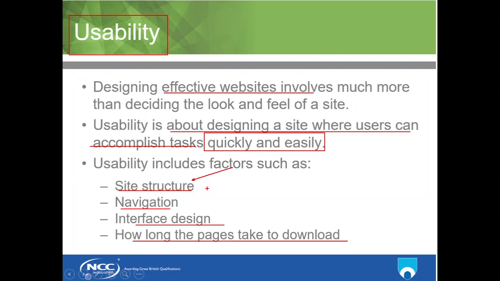So the site structure really is how you have designed the layout of your web page. Normally we use rows and columns to make it easy for users to follow content within your website. And then navigation is, for example, the top link, the top menu. So those links that users need in order to access different parts of your website. The interface design is the look and feel of your interface, and also things like how long the page takes to download. So are you using very heavy images? If you do that, then users are going to give up before your website even downloads.